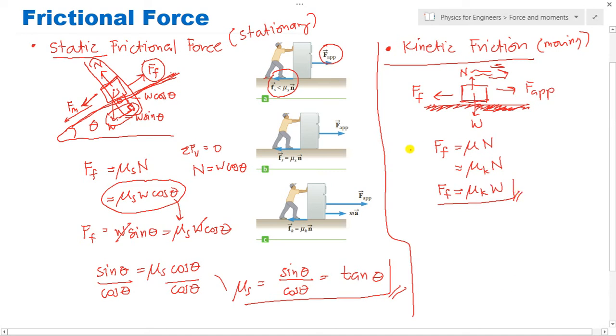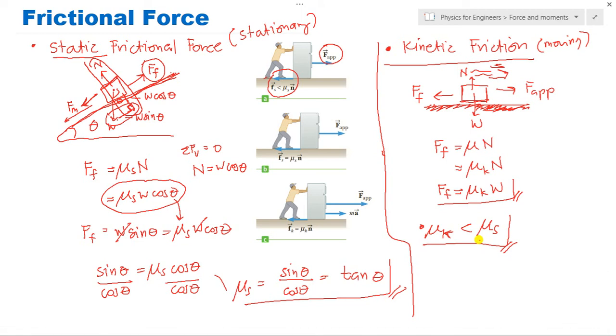To summarize, class, our value for mu k is always less than mu s. Always remember this. Our coefficient of kinetic friction is smaller than that of static friction. Why? Because static friction is the friction you must overcome to move the object. It is harder to start an object moving than to keep moving an object that is already moving, so it is easier to push.